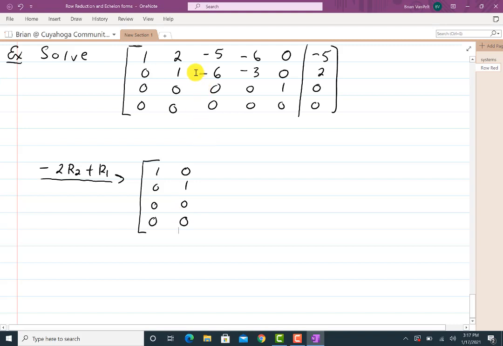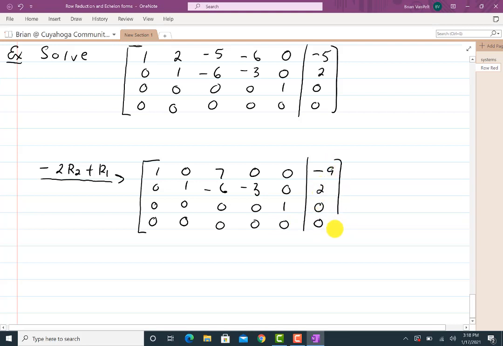So let's see what happens in this case then. So 12 minus 5 will be 7. Here, 6 minus 6 will be 0. And of course the last column, the last spot is unaffected. And then negative 4 minus 5 is negative 9. And then now I have it in reduced echelon form.